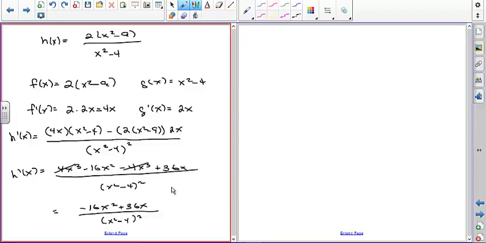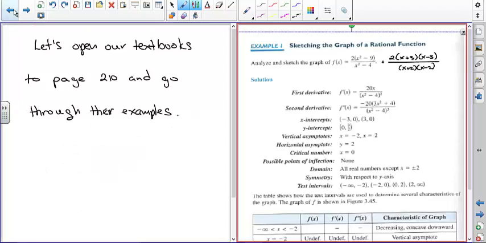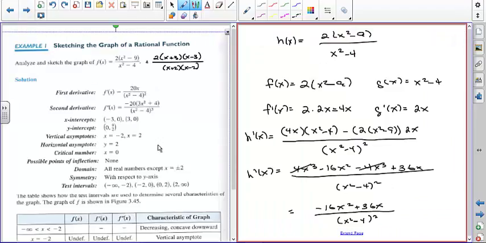Let's see what they had on the previous page. What did I do wrong? Yeah, this 16x squared should just be 16x. Oh, this one here? Yeah. Okay. Yes, you're right. Thank you. So that should just be 16x. That's why then it works out.